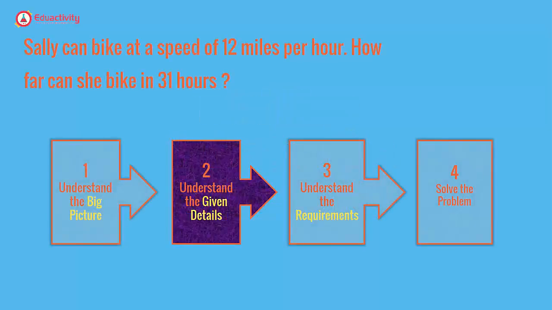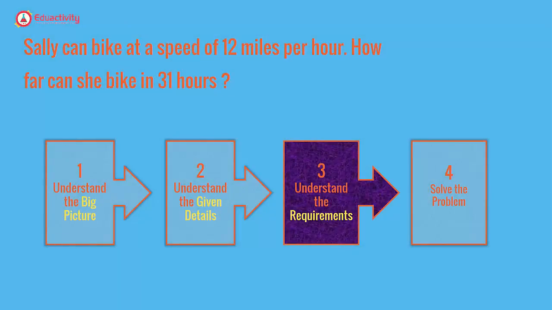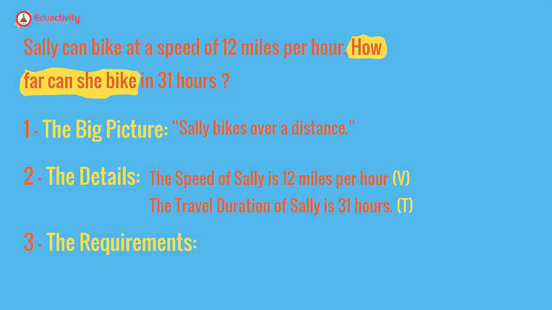In the previous step, we broke down the details of the problem into simpler, more manageable pieces. The next activity is to break the problem again, but this time we break down the problem requirements. In this activity, we focus on understanding every requirement and specify it clearly. As you can see, this problem contains a question. How far can Sally bike? So the requirement is the distance traveled by Sally.